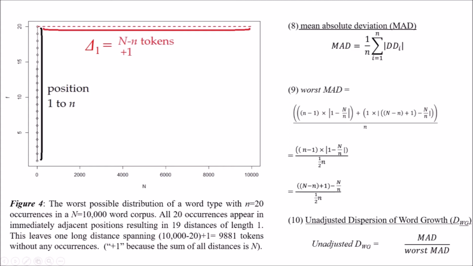The unadjusted word growth dispersion for the word book in Brown is the MAD of its deviation of distances, namely 6,081 tokens, divided by its worst possible MAD of 10,224 tokens, which gives an unadjusted DWG value of 0.595.